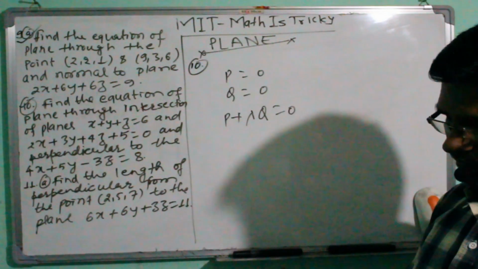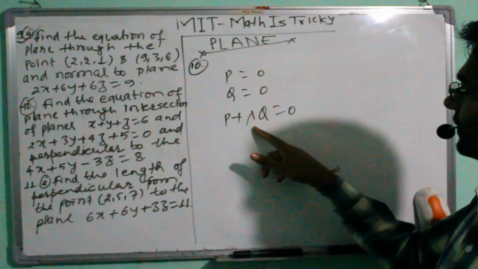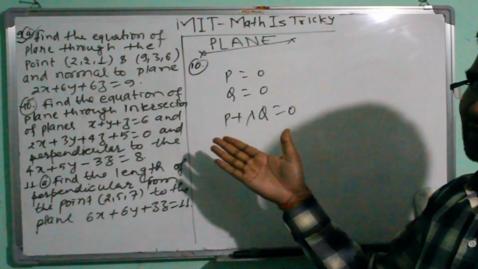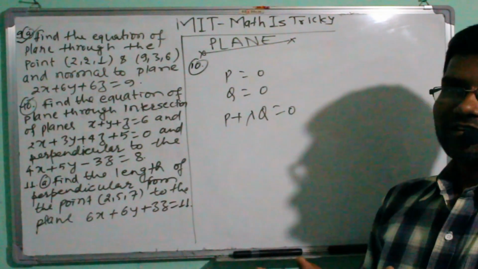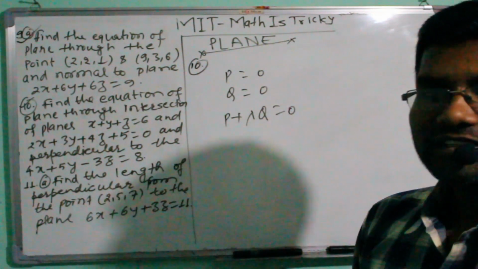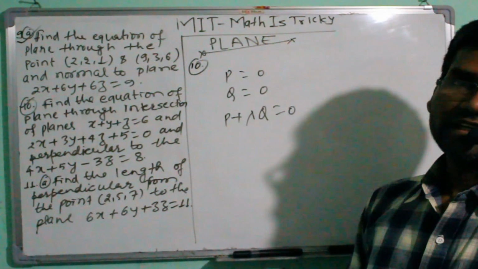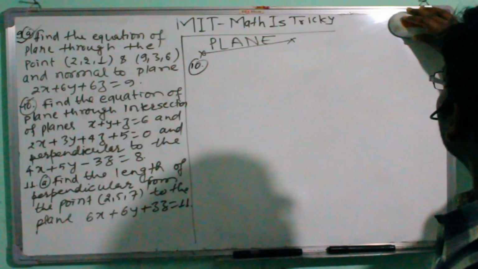Now from that we have to find the value of lambda, and to find lambda we'll use the condition which is given here. This plane is perpendicular to another plane, so we can use the condition of perpendicularity, a1 a2 plus b1 b2 plus c1 c2 equals 0, and from that we'll get the answer. Okay, let's see the solution.